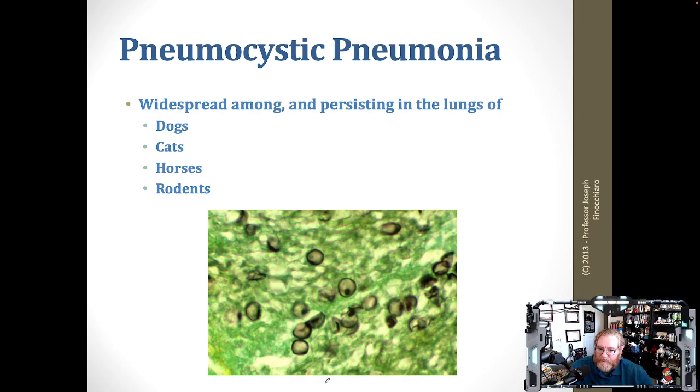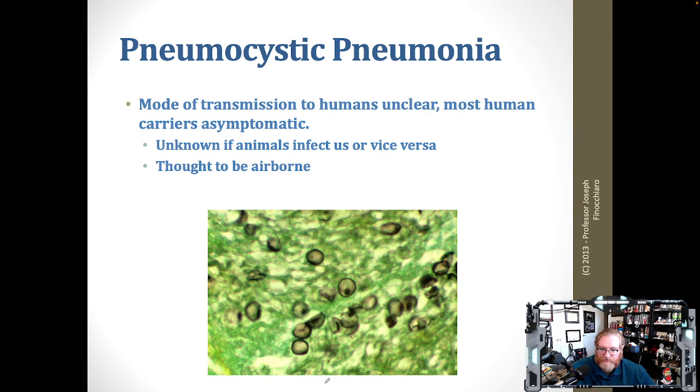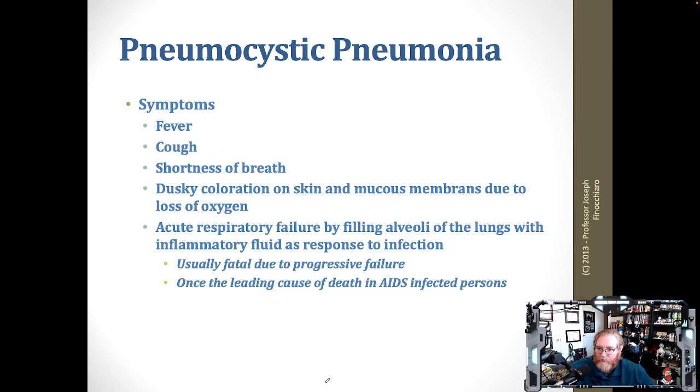It is widespread among and persisting in the lungs of dogs, cats, horses, and rodents. At risk are, once again, immunosuppressed or HIV-infected individuals, immunocompromised individuals, and malnourished individuals. This appeared in World War II among infants and children in orphanages. Mode of transmission to humans is unclear. Most human carriers are asymptomatic. It is unknown if animals infect us or vice versa, and it is thought to be airborne.